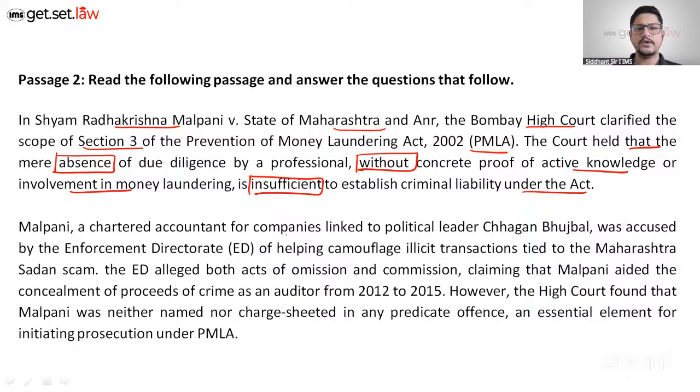Malpani, a chartered accountant for companies linked to political leader Chhagan Bhujbal, was accused by the ED of helping camouflage illicit transactions tied to the Maharashtra Sadan scam. That means the ED accused a CA who was linked to some political leader. The ED alleged both acts of omission and commission. Omission means he hid certain facts, and commission means he intentionally did something wrong, claiming that he aided the concealment of proceeds of crime as an auditor from 2012 to 2015. As an auditor of the company, who was taking part in the accounting of some companies linked to a political leader, he was doing something wrong.